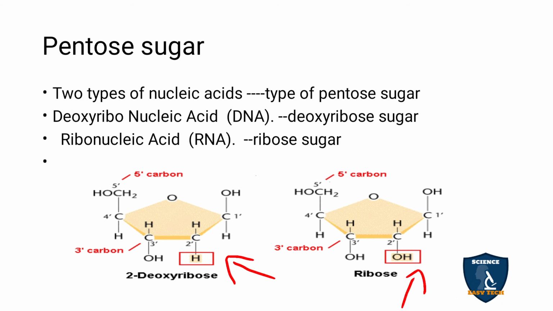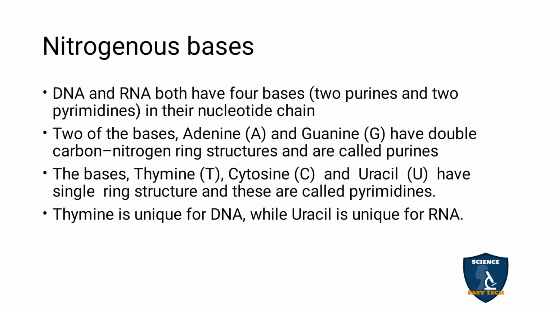With the elimination of oxygen, in ribose sugar you have an OH group in the same place, but here the O is missing, that is one oxygen group is missing. So deoxy means elimination of oxygen. Okay, so because of that only the deoxyribose sugar is seen in DNA and ribose sugar is seen in RNA. Both are pentose sugar only.